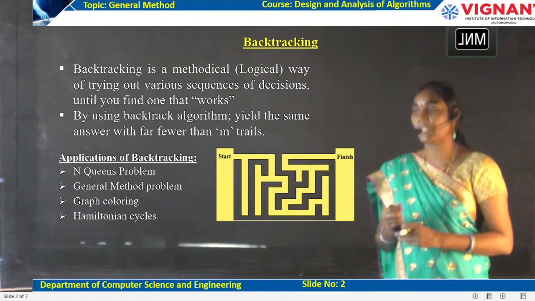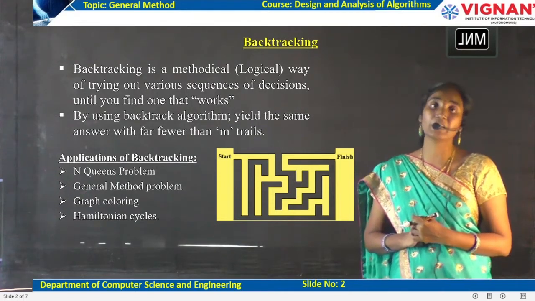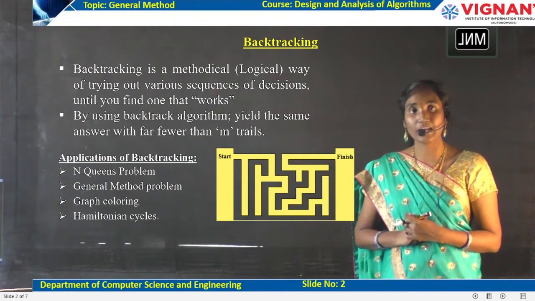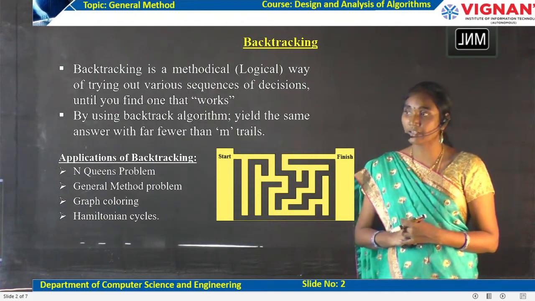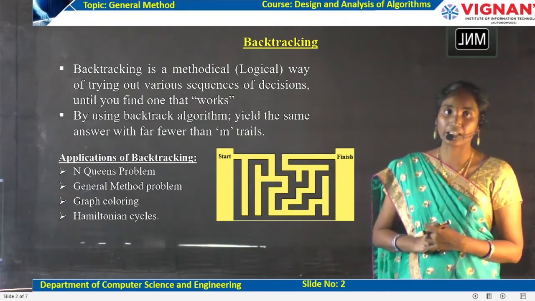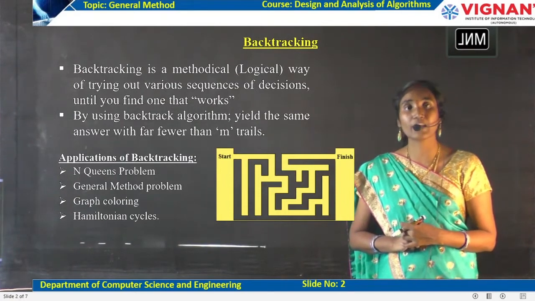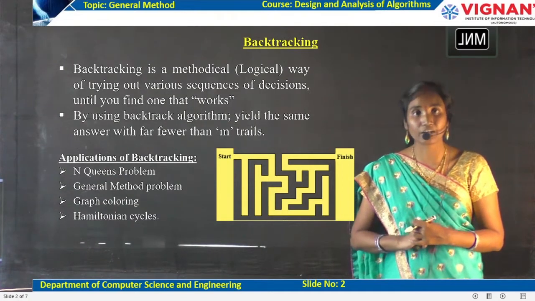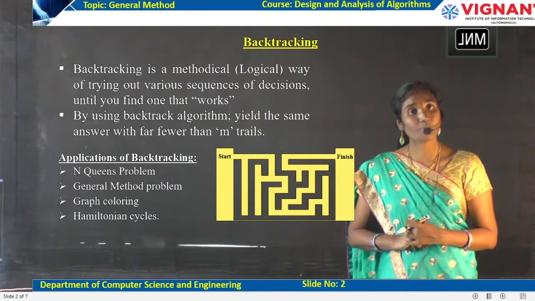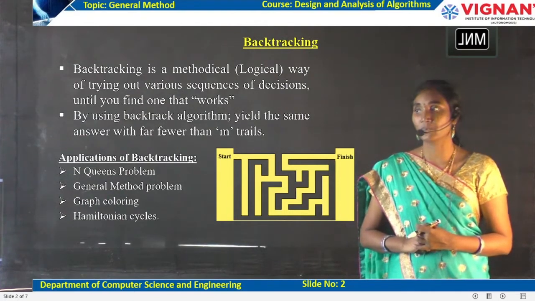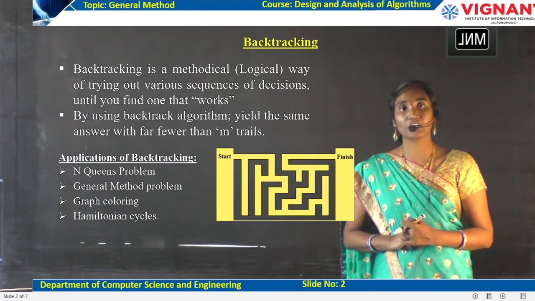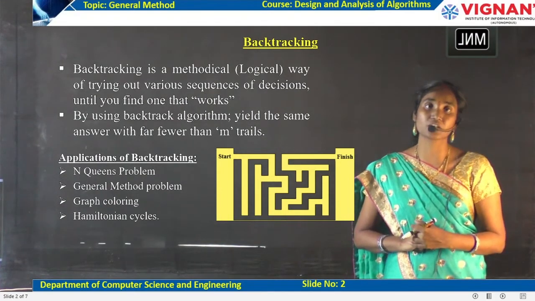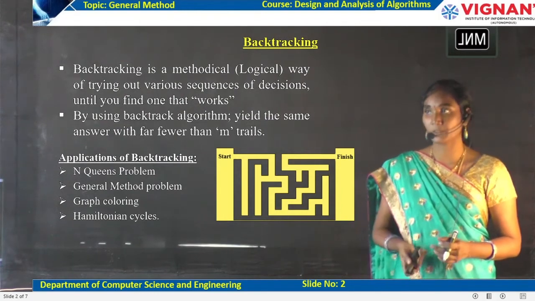There are some more applications in computer science. The applications are the n-queens problem, sum of subsets problem, graph coloring or M coloring problem, and Hamiltonian cycle. All these problems can be solved with the help of backtracking. In our syllabus, we are going to cover the first two applications, which are sum of subsets and the n-queens problem. Graph coloring and Hamiltonian cycle can also be solved with backtracking. If you want to go through those two applications, you can go through your prescribed textbook.